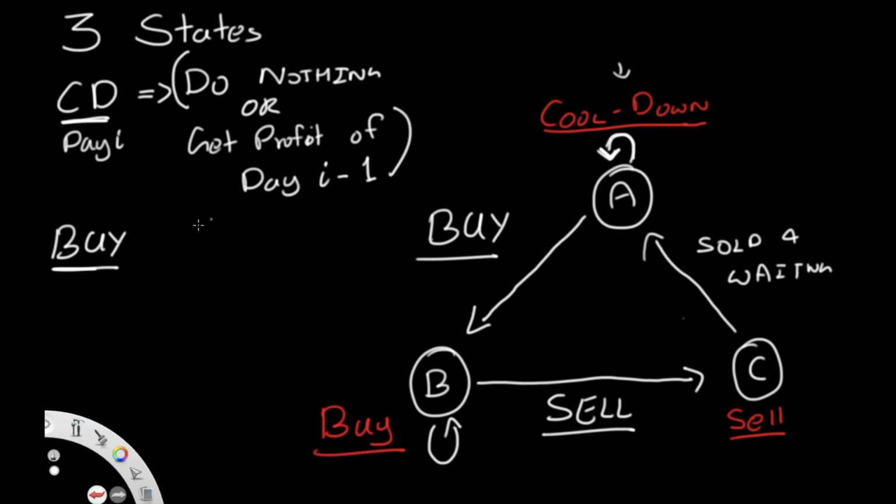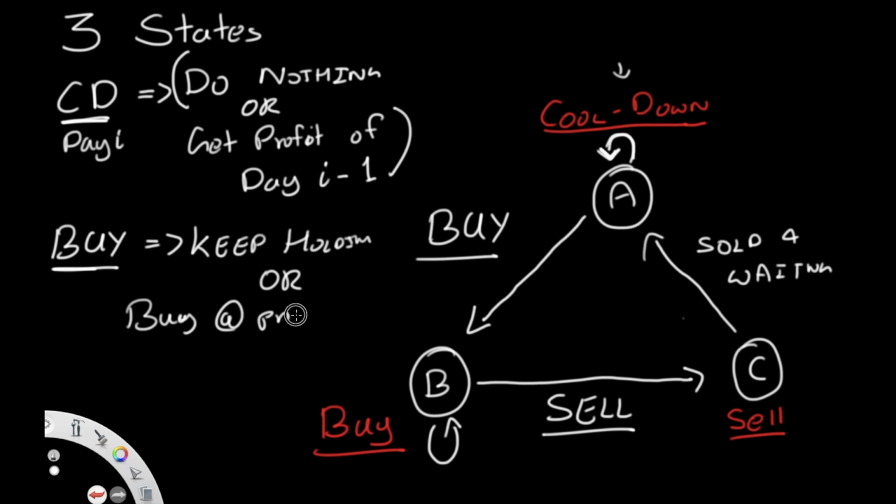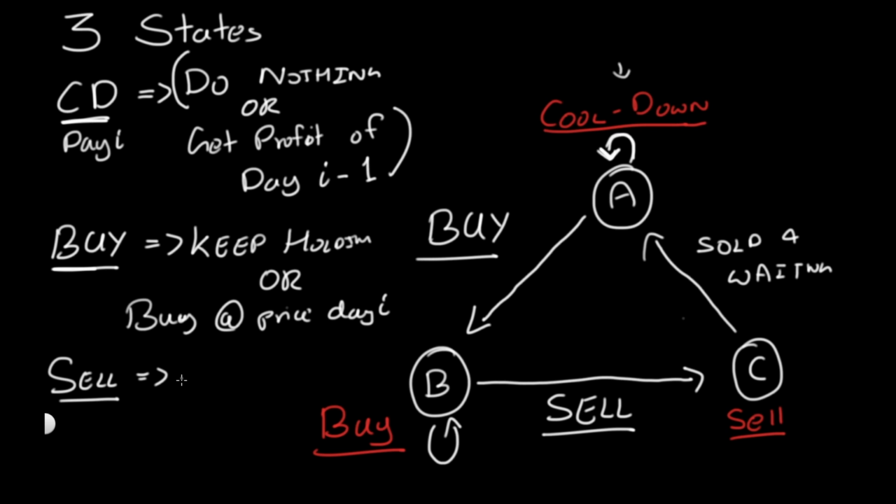Okay, so now let's see how we can make profit from buying. Over here we have two things. We can either keep holding whatever we already bought, or we can buy the stock at whatever the price is, so we can buy at the price of day i, the current price. And finally, we need to see what profit we make when we sell. When we sell, we make profit by selling the stock that we already own at the current price.